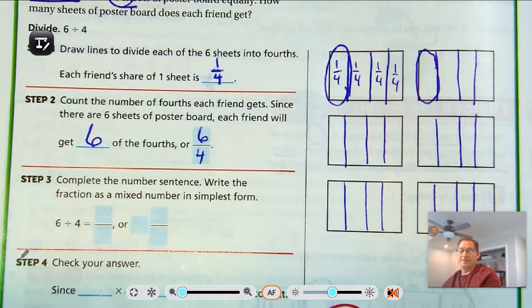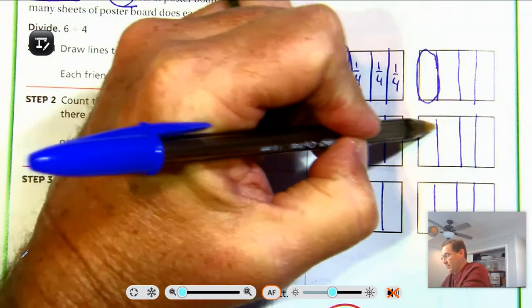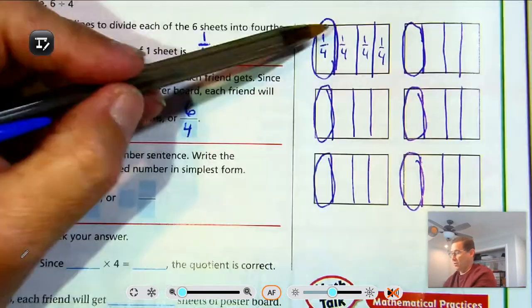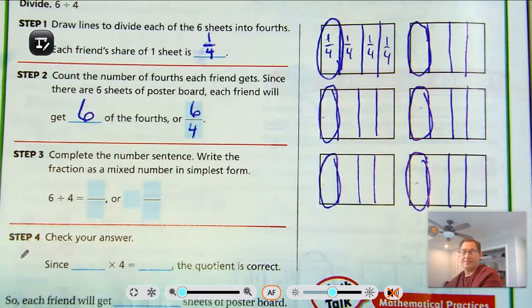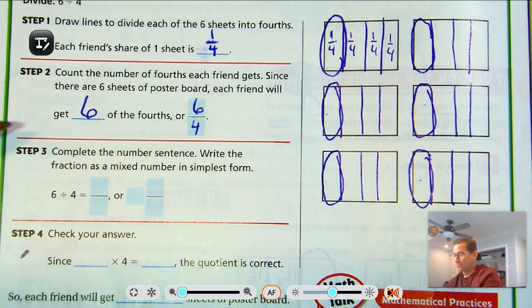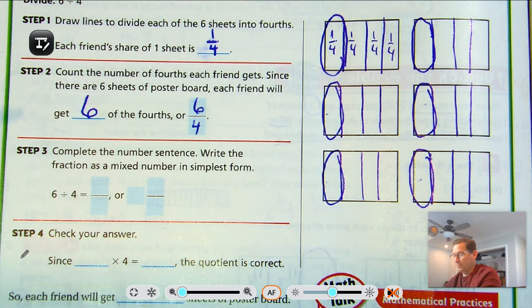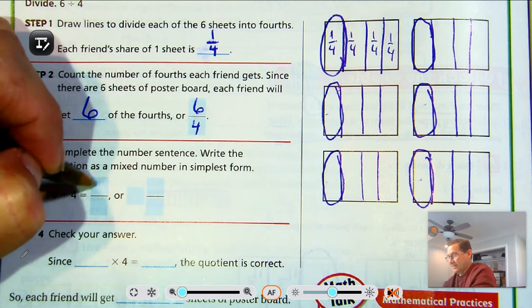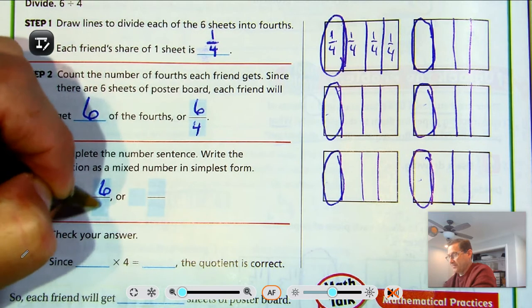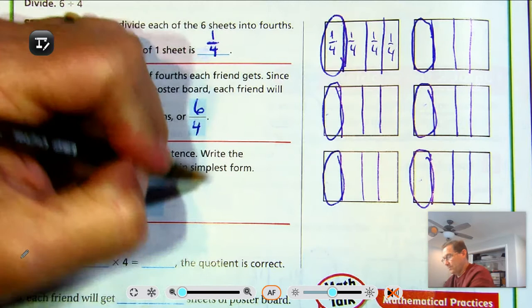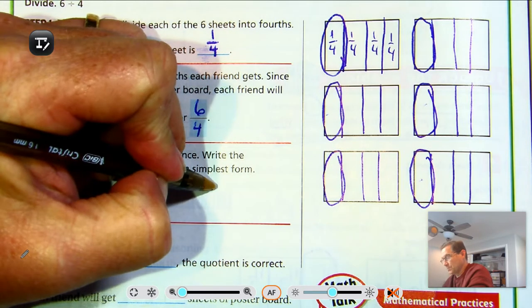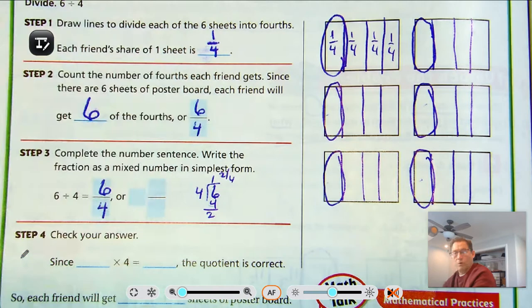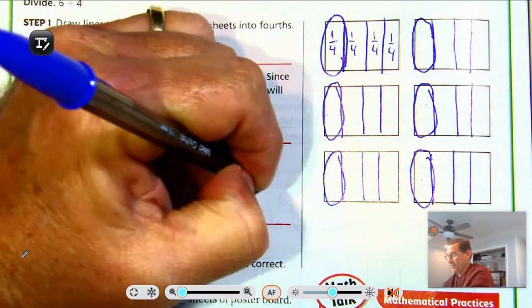So that same person gets another fourth, another fourth, another fourth, another fourth, and another fourth. So 1, 2, 3, 4, 5, 6. 6 of the 1/4. So 6 divided by 4 is the same as 6/4, or 1 2/4, and that gets reduced to 1 1/2.